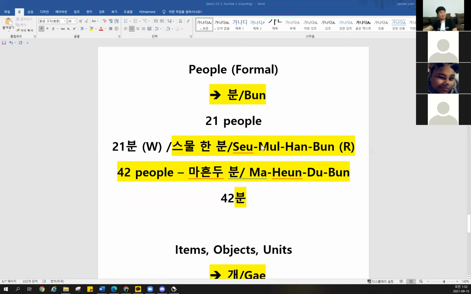All right. So how can you say 21 people? The format is 20 and 1 and people, right? Then 21분, no, changing form. 21분. 42 people, how can you say it? 40 is 마흔 and 2 is 둘, but 42분, no, it's going to be changing form.